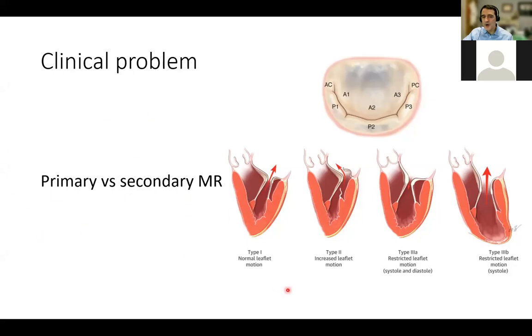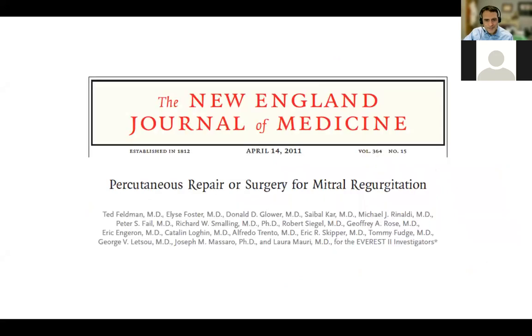Primary or structural problems tend to have lots of techniques for us to repair these valves, and the results are well explained and predictable, while secondary MR, the most common reason we'd be thinking about is from an ischemic point of view, where you have a dilatation of your ventricle or ischemic changes that would lead to tethering or pulling of the valve. And therefore, repairing the valve may not actually change the dynamic or the outcome for that patient.